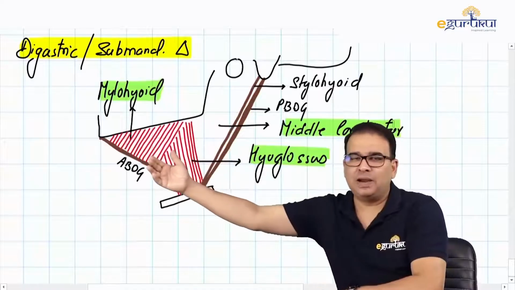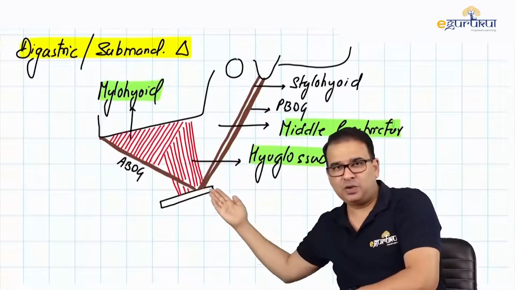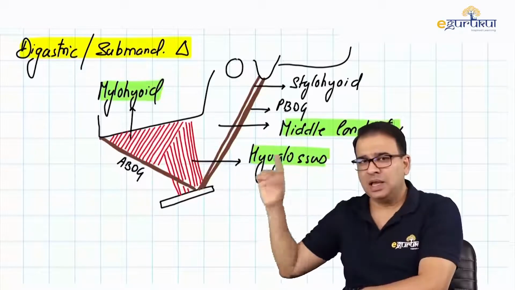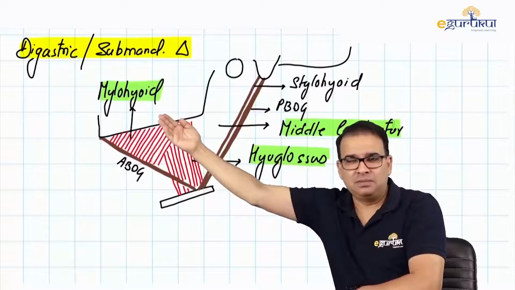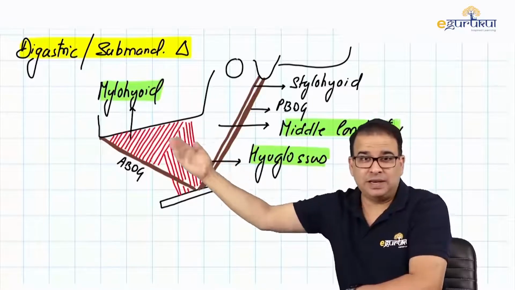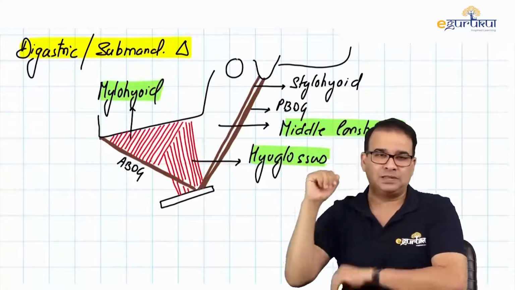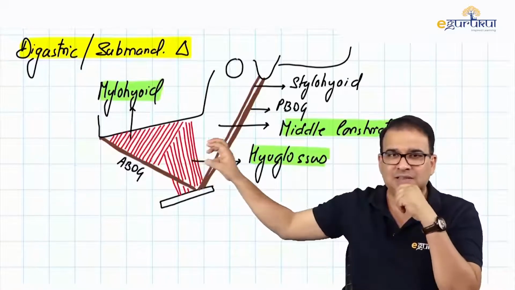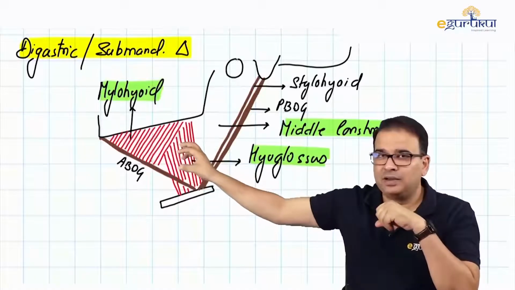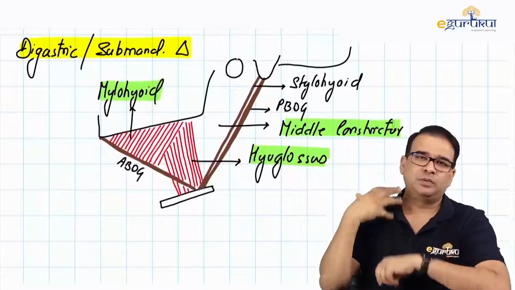You have mylohyoid more superficially placed, and the hyoglossus is deep to mylohyoid. Makes sense also. See, hyoglossus has to go to the tongue, and mylohyoid to the mandible. So obviously, what is outside? Mandible is outside. So this muscle is more superficial, and the muscle which is going to the tongue is more deeply placed. And because the hyoglossus muscle has the submandibular gland on it, the relation of this muscle becomes extremely important from the surgical point of view.